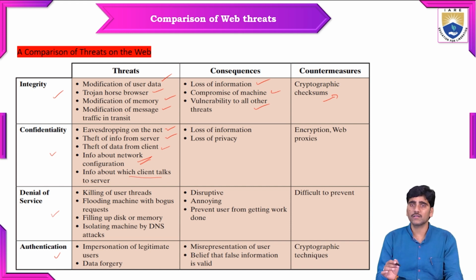If confidentiality is lost, then all this information is exposed. For these threats, the consequences are loss of information and loss of privacy. The countermeasures are the encryption process, and the second one is applying web proxies.